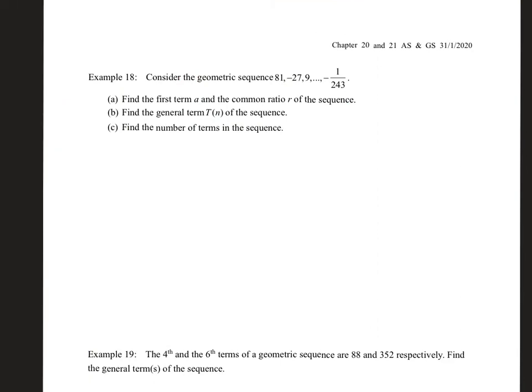Next, we come to a very typical example about GS. Now let's take a look at the question. It's a GS, and you have certain numbers over there. You're asked to find the first term as well as the common ratio R. The first term A is very simple. You just read the first number, which is 81.